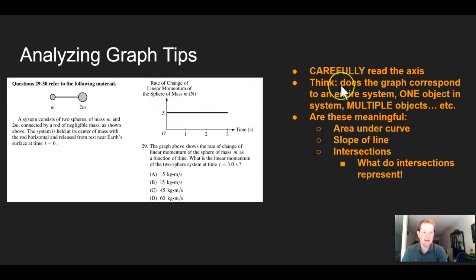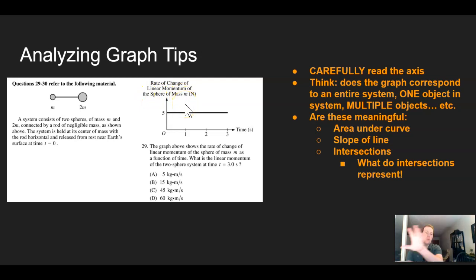Second bullet point, think, does the graph correspond to an entire system, one object, or multiple objects? A lot of times, especially if your scenario is interacting things, that's going to be crucial. And most people get this problem wrong. And I saw your multiple choices. You got this problem wrong because people think this is a graph of both of these objects. And that is not true. Read this carefully. Rate of change of linear momentum of the sphere of mass m.